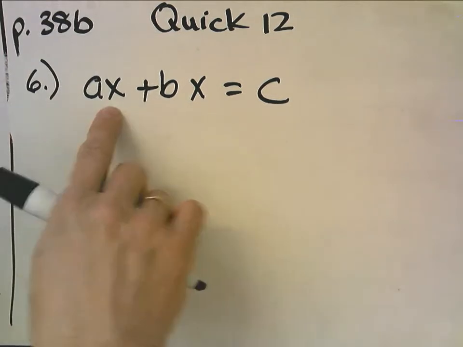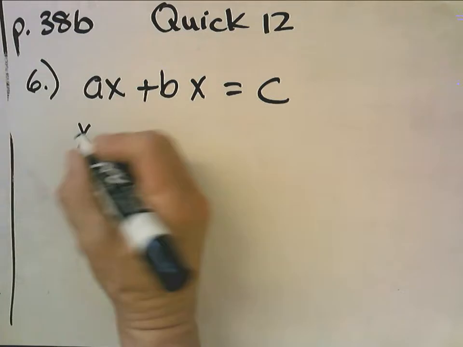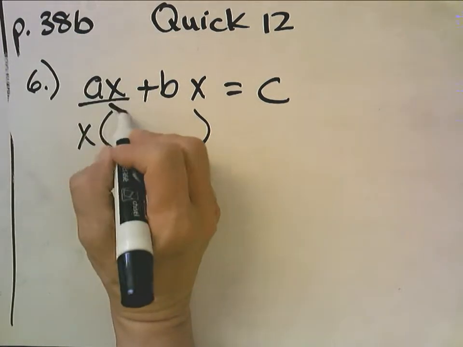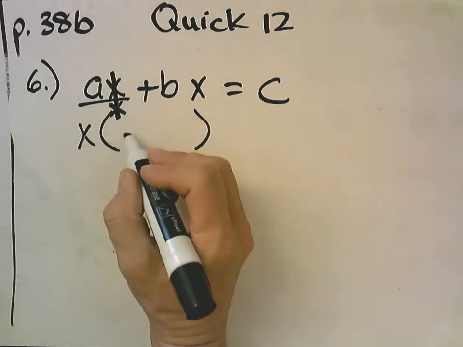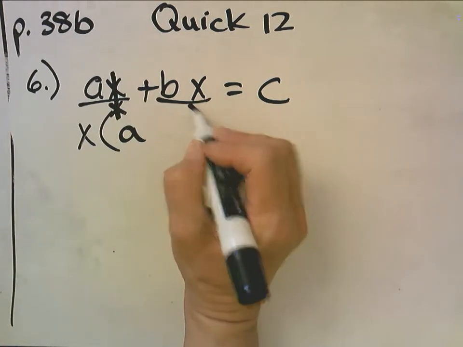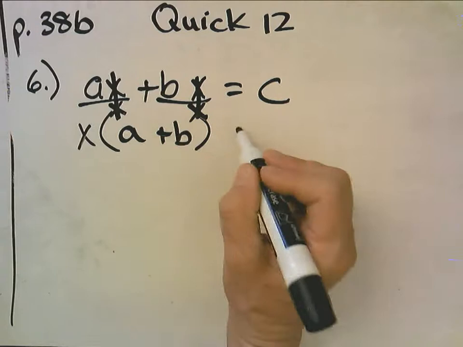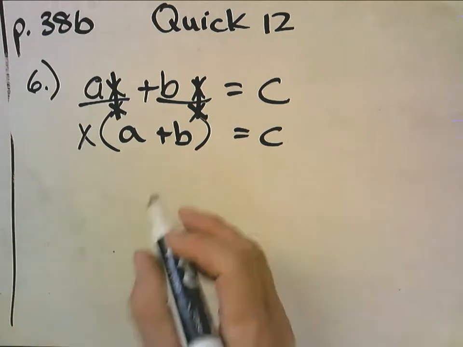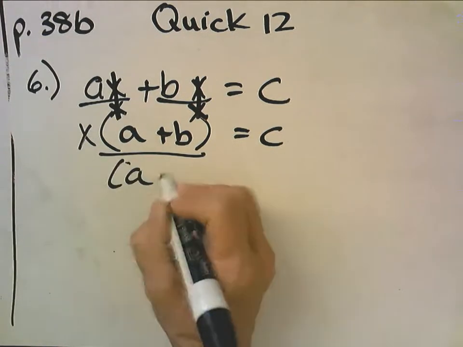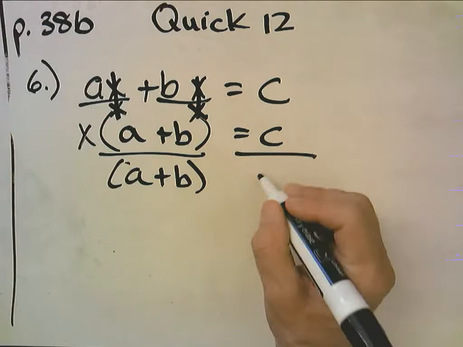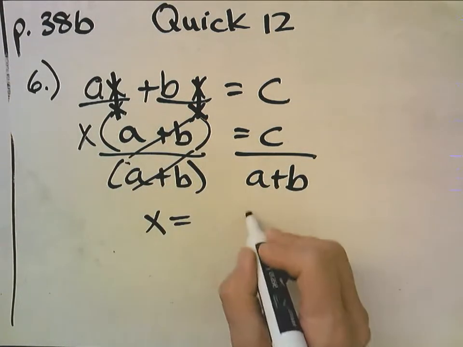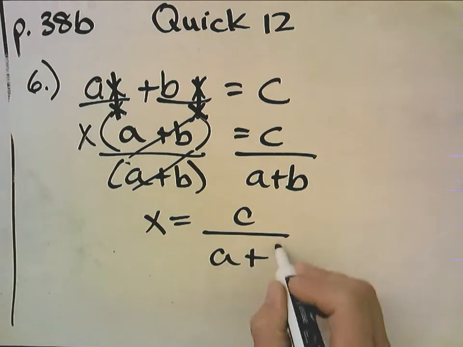The common factor is x. So I put x on the outside of the parentheses. When grandma leaves, she divides. So ax divided by x is a, bx divided by x is b. So now I'm left with x times a plus b equals c. If I'm solving for x, that means I have to get x by itself, so I divide by a plus b. So x equals c over a plus b.